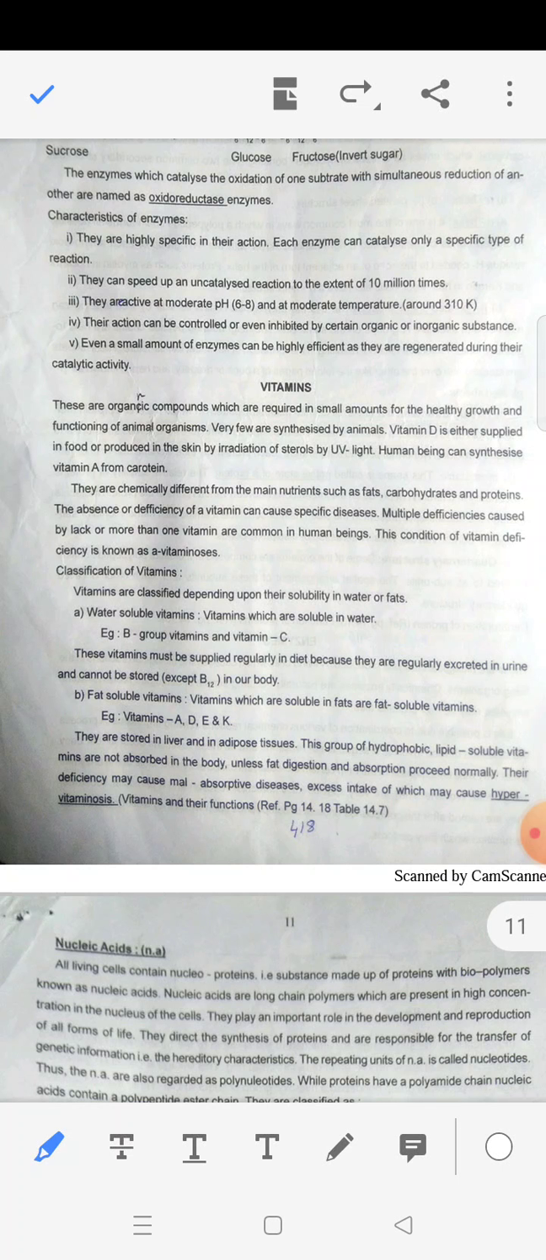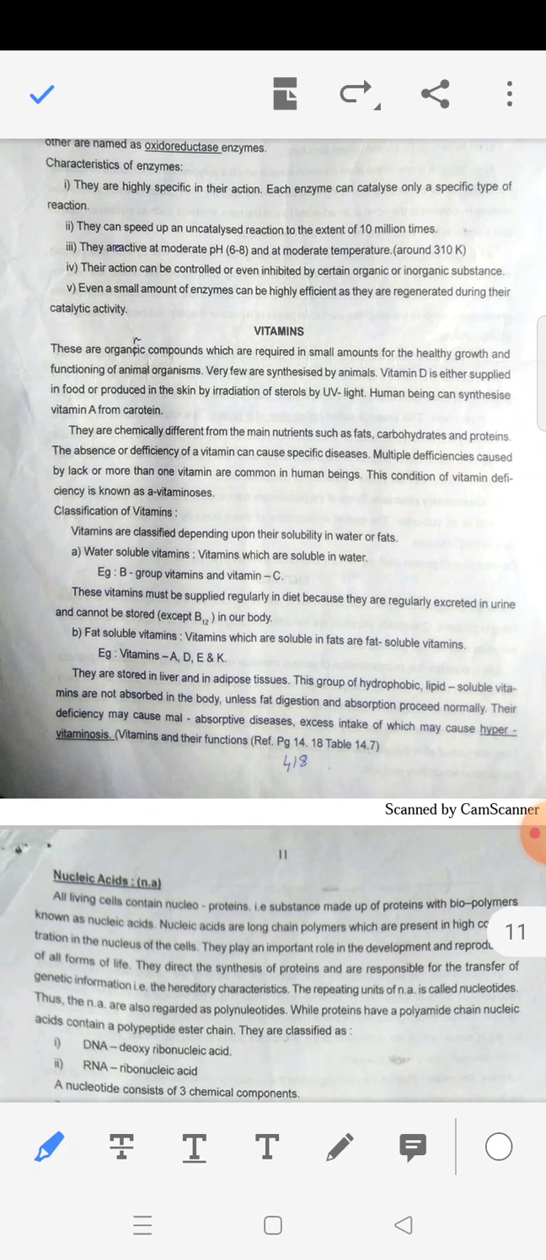Vitamin D is either supplied in food or produced in the skin by irradiation of sterols by UV light. Nowadays many people are suffering from vitamin D deficiency, which causes a lot of pain in our body, especially in the bones. So the doctors suggest that we should be exposed to sunlight for a minimum of 1 to 2 hours a day. You might have seen that foreigners usually spend a lot of time on sea beaches, exposing their bodies to the sunlight. It really helps in synthesizing vitamin D in our body.